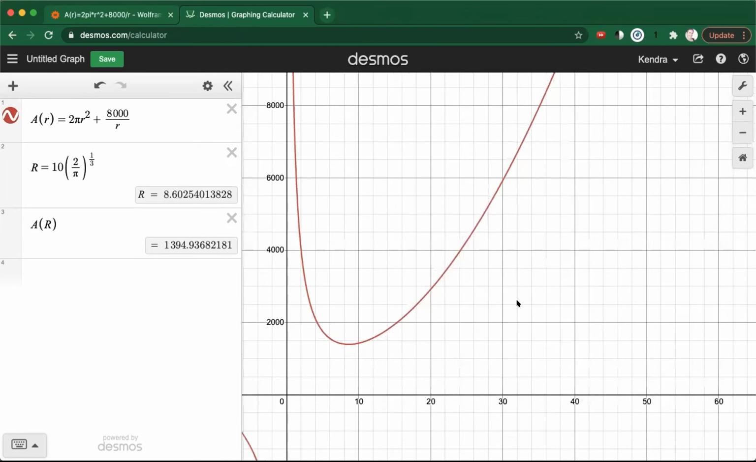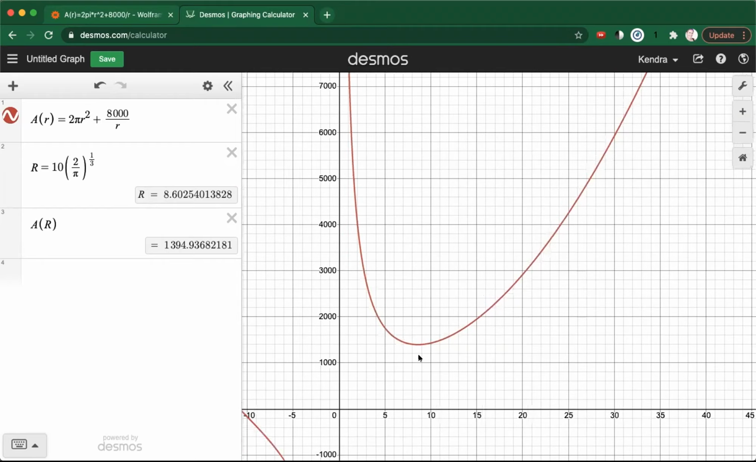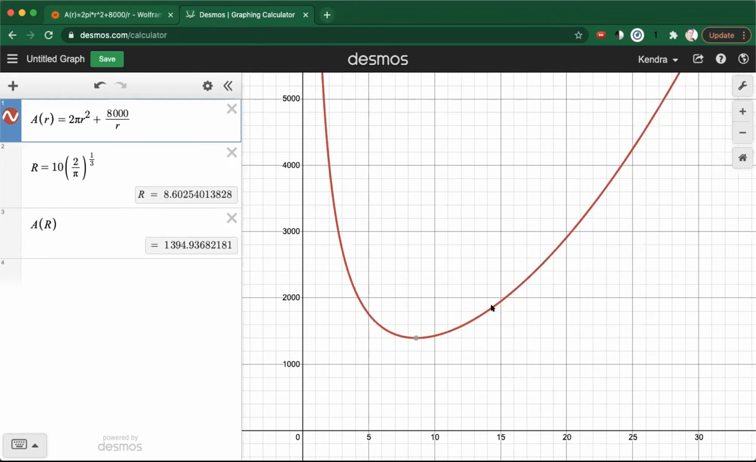And it does look like I have a minimum at around 8-ish. So if I click on the graph, then that actually highlights the minimum. And looky there, it gives me exactly those numbers, the coordinates of 10 times the cube root of 2 over pi is the same decimal approximation, it looks like, and the output value is the same up to 3 decimal places. So I feel pretty good about that as an answer.